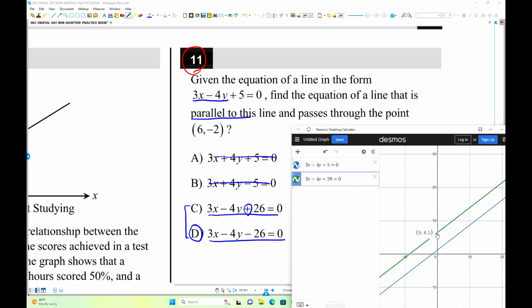This is the graph, but the point is over here, right? When x is 6, y is 8, not negative 2, right? So change this sign again. That is option D: minus 26. Minus 26 over here. Sorry, x is 6 and y is negative 2, right? So we can check the point over here. So which method is better, algebraically or graphically?